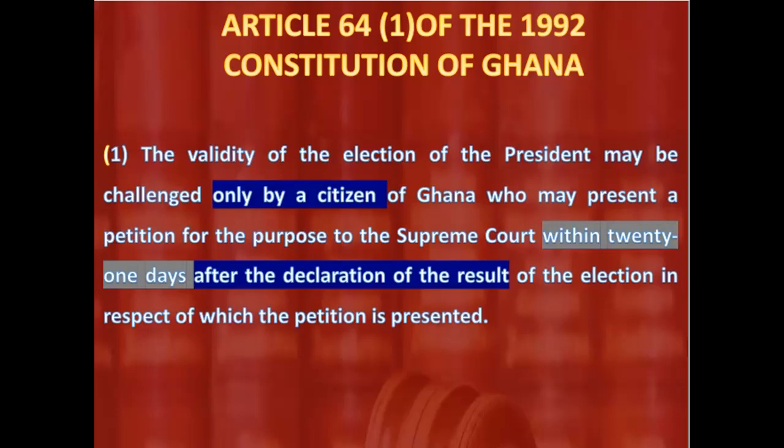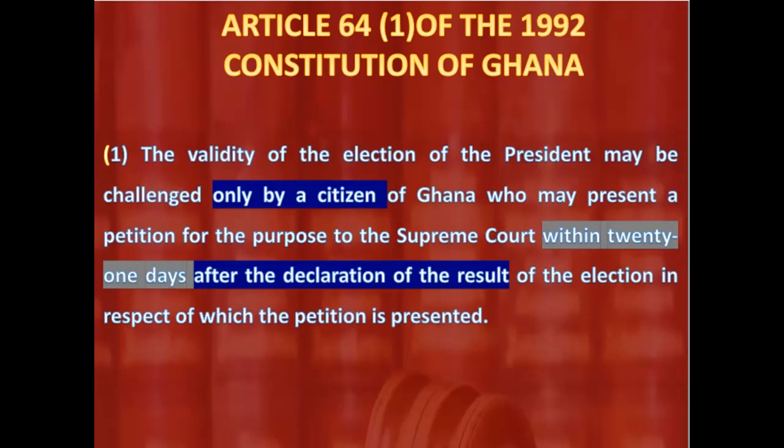So under Article 64, Clause 1 of the Constitution, we know that the validity of the election of the president may be challenged by a citizen of Ghana. The petition has to be brought within 21 days after the declaration of the results of the election in respect of which the petition is presented. And remember that the timeline is within 21 days after the declaration of the results. Now, it is important for the legal practitioner that as far as the challenge of the presidential election is concerned, you are familiar with the Supreme Court's Amendment Rules 2012, C.I. 74. That is the regulations that govern the Supreme Court in respect of election petitions of the president.